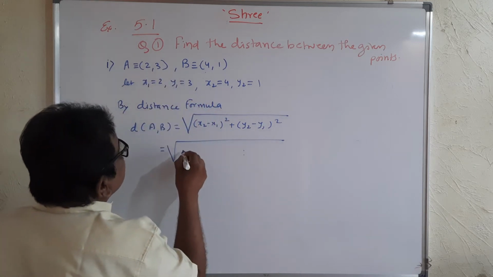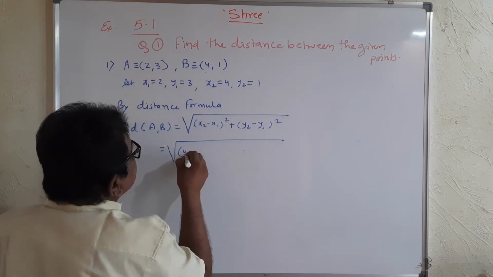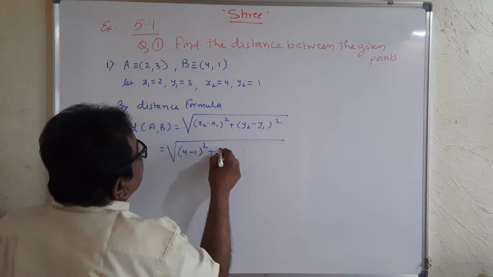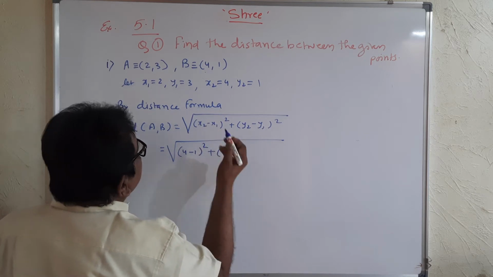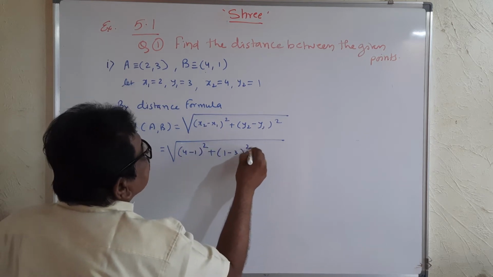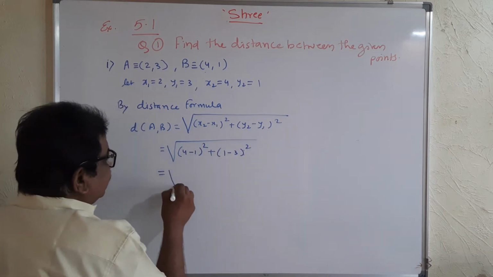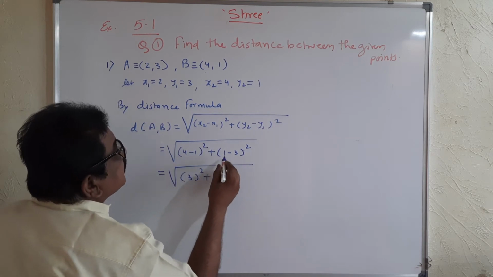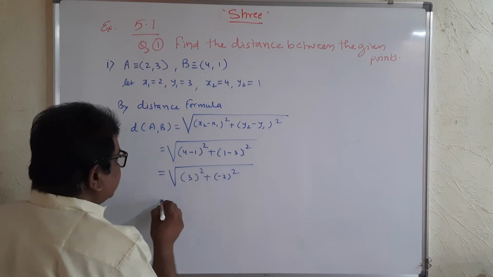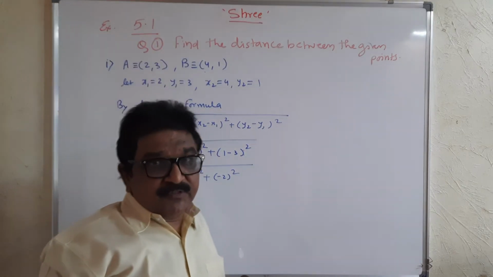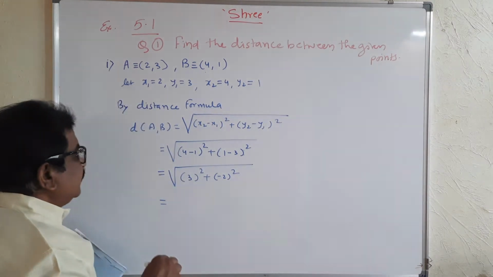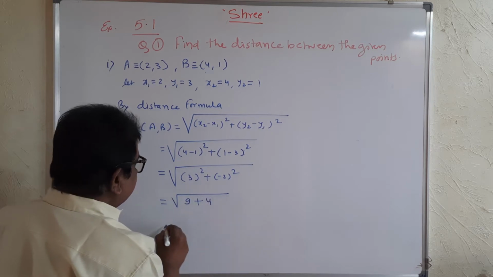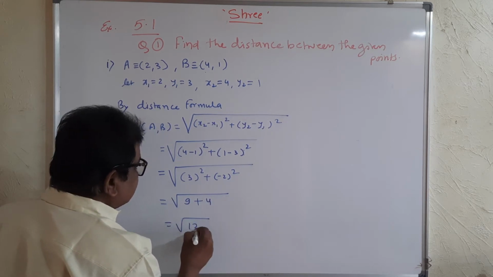Put the values now. What is x2? It is 4. What is x1? It is 2. The whole square plus what is y2? It is 1 minus what is y1? 3. The whole square, which is equal to under root 2 the whole square plus minus 2 the whole square. Squares are always positive. So it will be 4 plus 4.